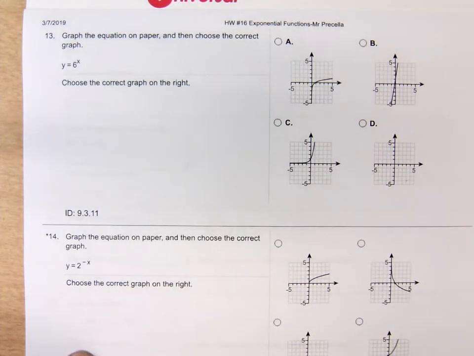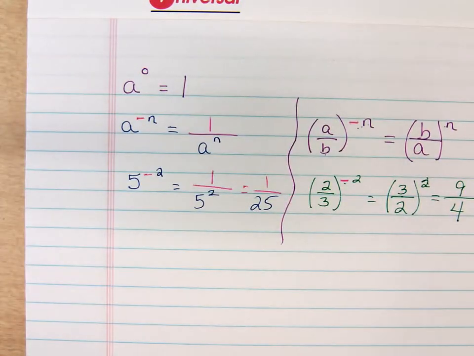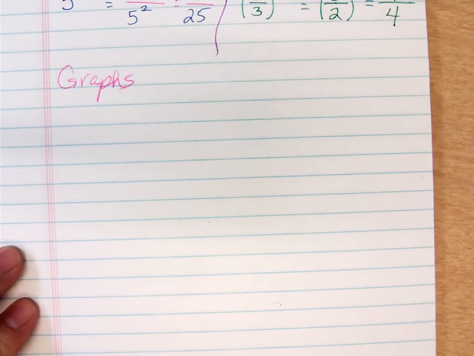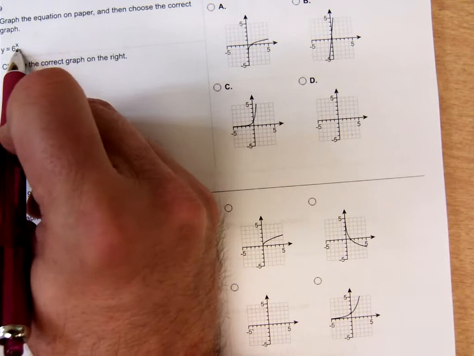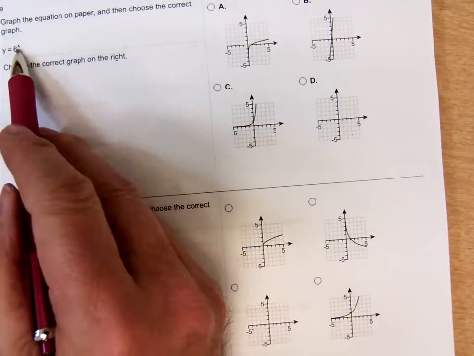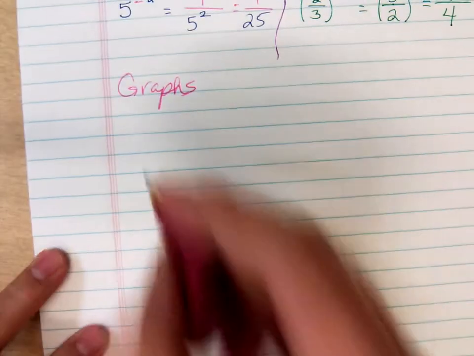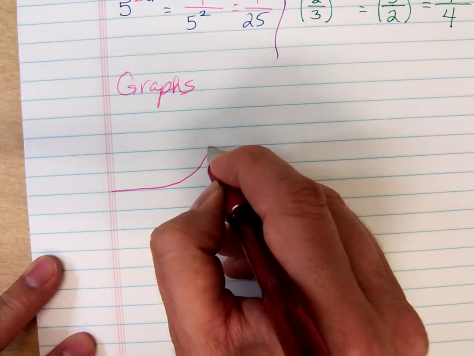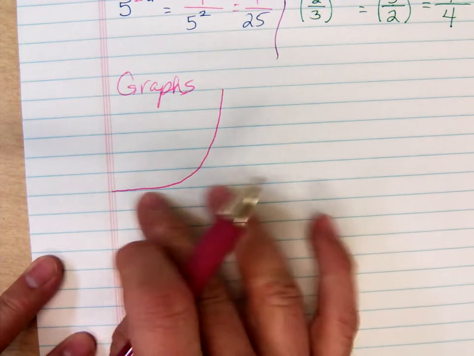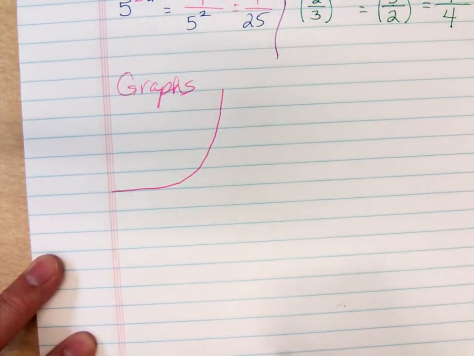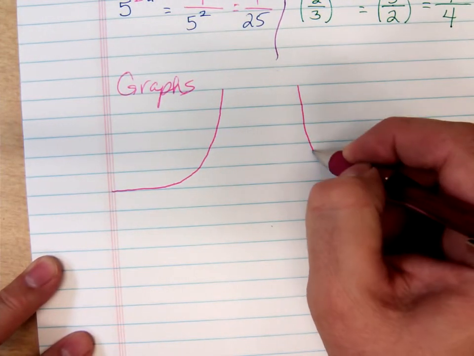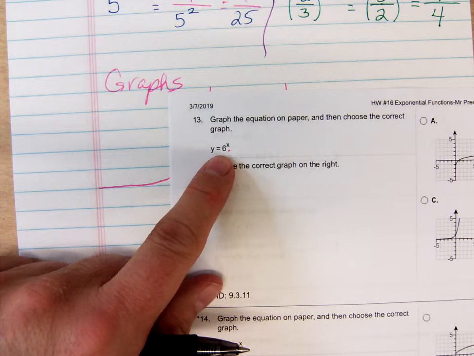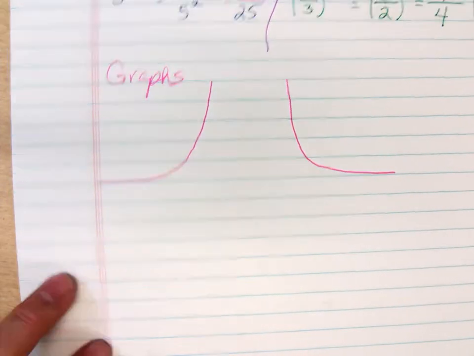In general, graphs of exponential functions where the variable is in the exponent, the variable's in the exponent, they take on a shape that looks like this. It's a smooth curve where one end looks like it's flattened out and the other end is going up real fast. So it might look like this, or it might look like that. So to graph y equals 6 to the x, why don't I go get some graph paper?